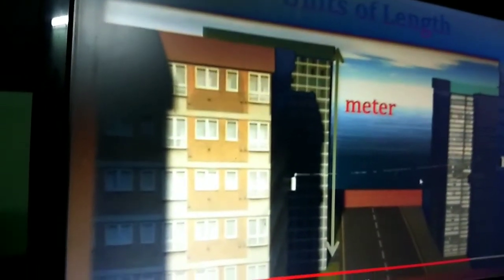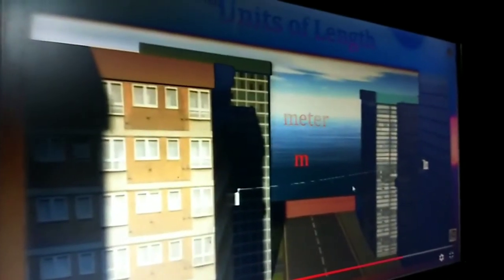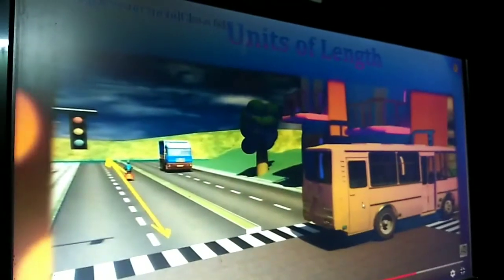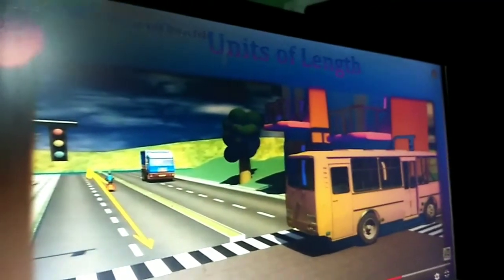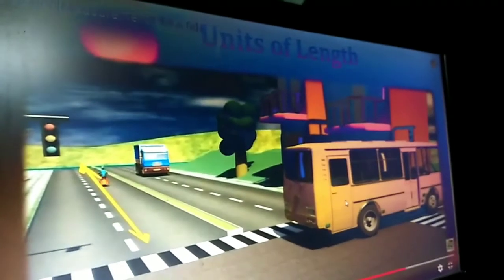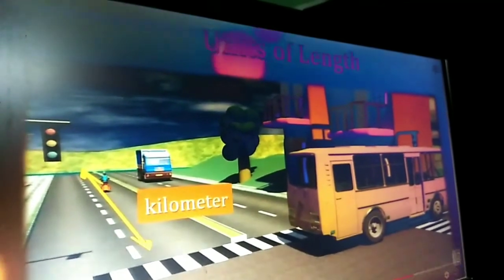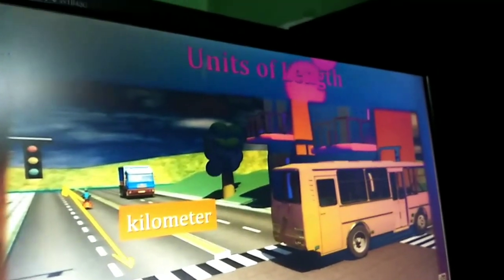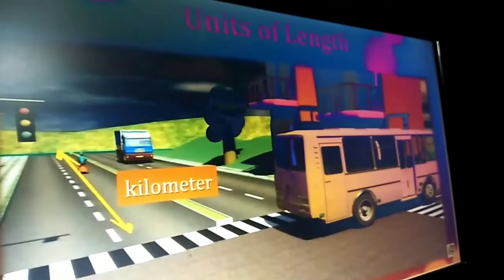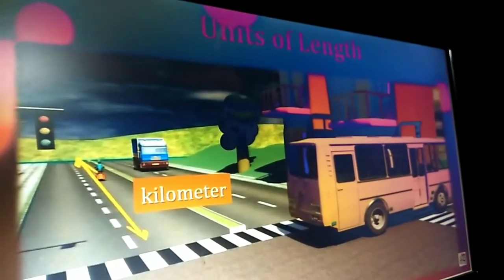For the measurement of the height of a building, we need to use a bigger unit than centimeter. This unit is meter. And for the distance, if someone goes from one city to another city via road, we need a bigger unit than meter. Meter will be too small to measure the length from one city to another. Then we will use kilometer.